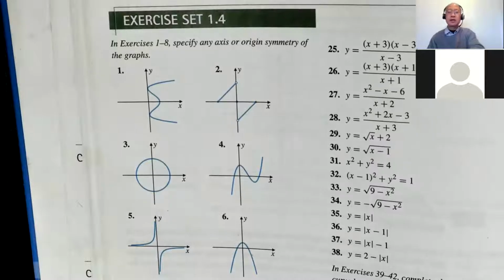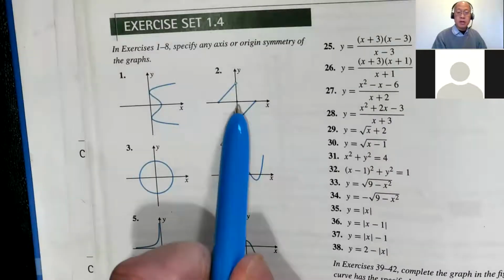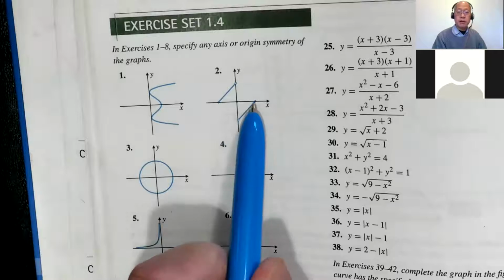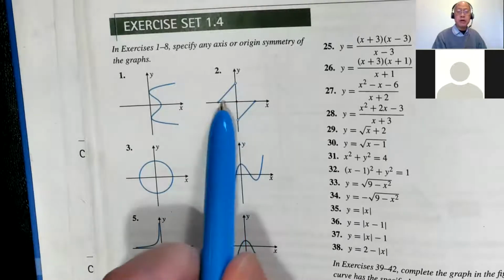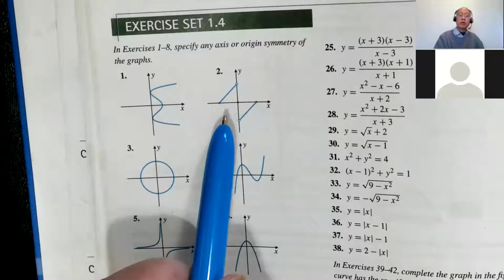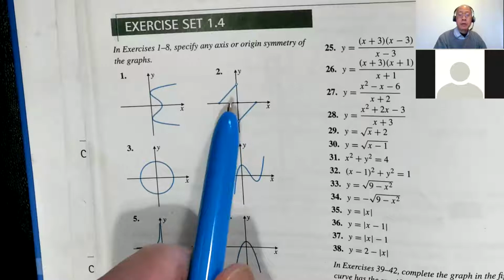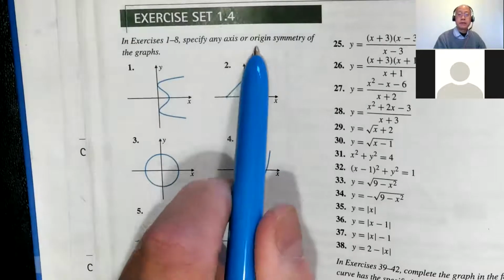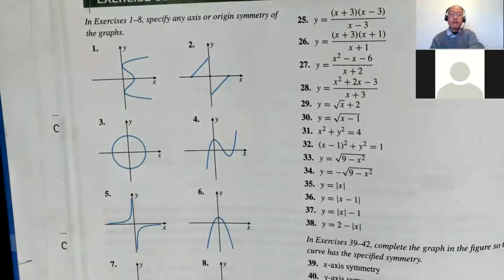However, it does look like you have origin symmetry. So if I reflect across the origin, there's a corresponding point there, and a point over there, and even the open circle becomes an open circle there. So for number 2, put down origin symmetry. That's how you spell it.